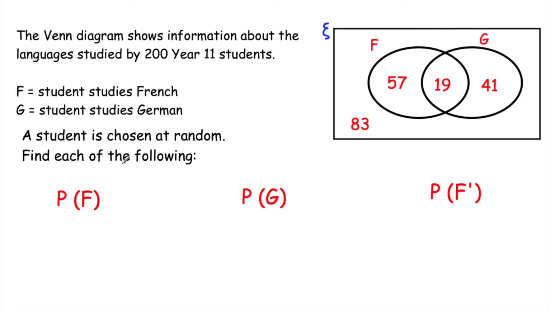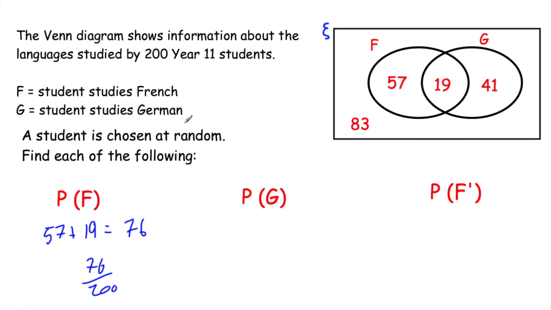So we want to find the probability that a student selected at random from all of the 200 students studies French. So we want to find out how many students study French. Let's have a look at our Venn diagram. In terms of studying French, there's 57 that study only French, and there's 19 that study French and German. If we add those two together, 57 plus 19, that's equal to 76. So we now know there's 76 students that study French, and altogether there's 200 students. So if we were to pick one at random, the probability of choosing one that studies French would be 76 out of 200.